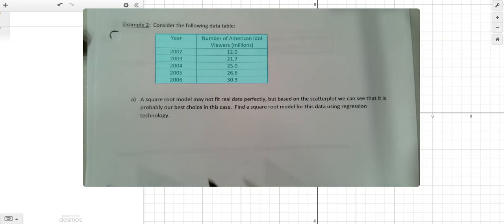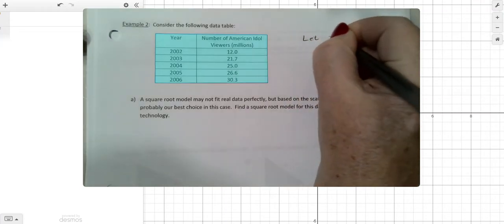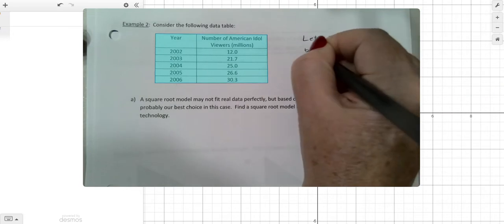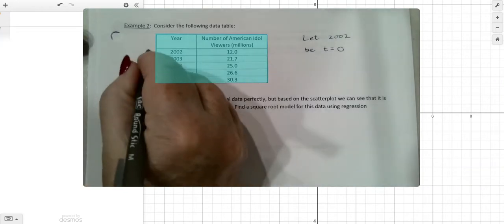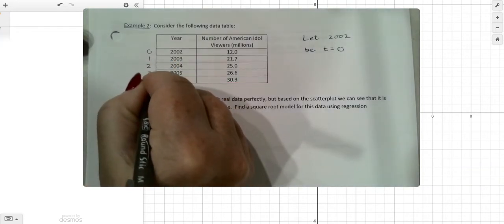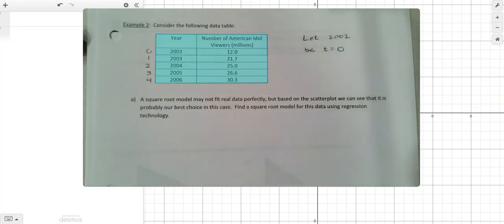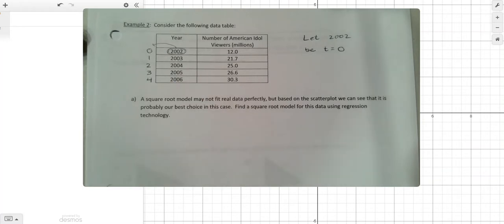For each of these years, we're told how many viewers of the American Idol TV show there were. And I'm going to let 2002 be represented by t equals 0. So this would be 0, 1, 2, 3, and 4. I will say that especially with square root models, there's a definite advantage in letting the first year correspond to 0. I rarely make any other choice with square root models.